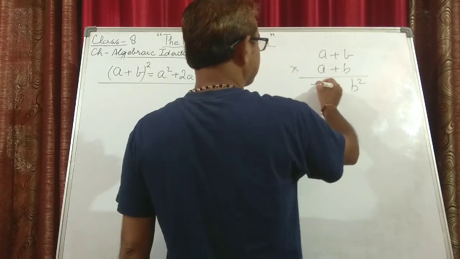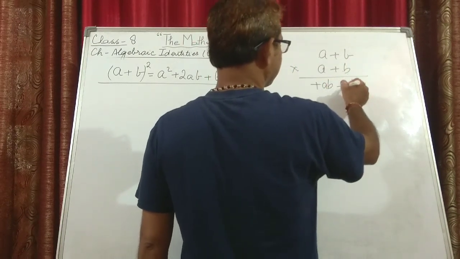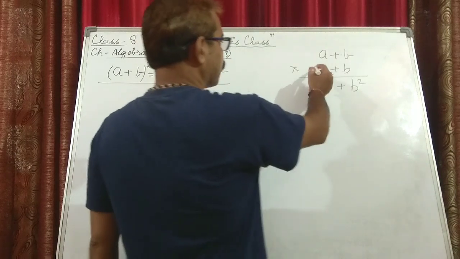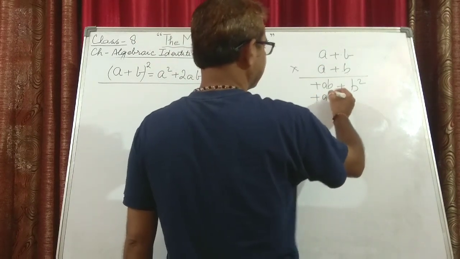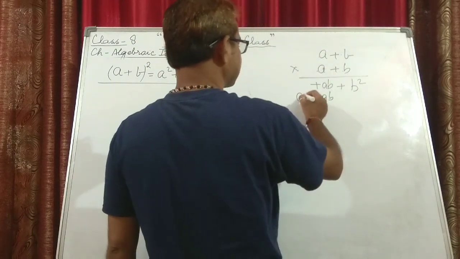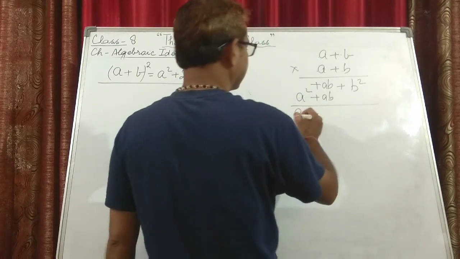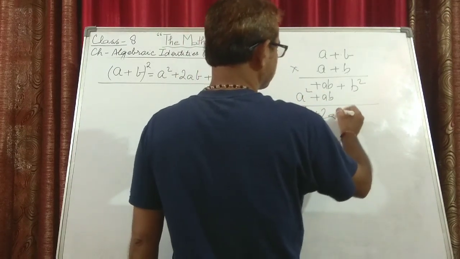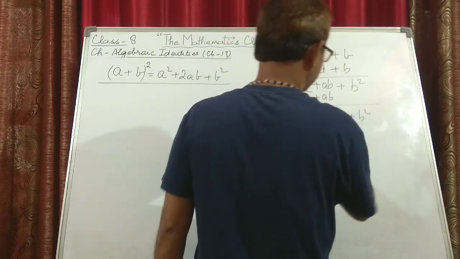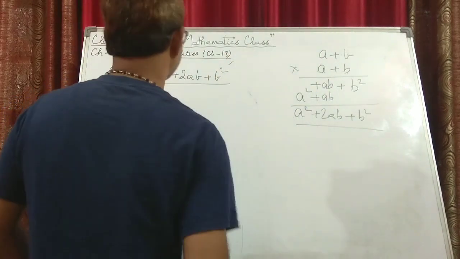B into a is plus ab, and here also it will be plus because both of them are positive. Now plus a into plus b is again ab, and a into a is a square. When you add all these, you will get a square plus 2ab plus b square. That is what it is written over here.